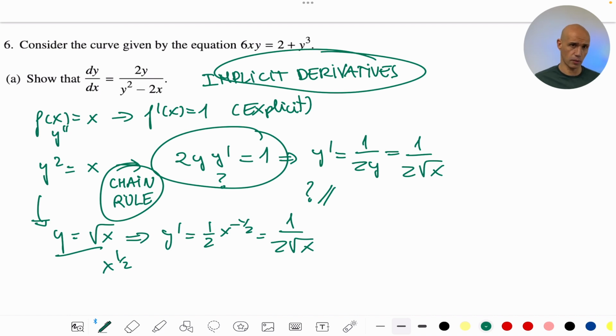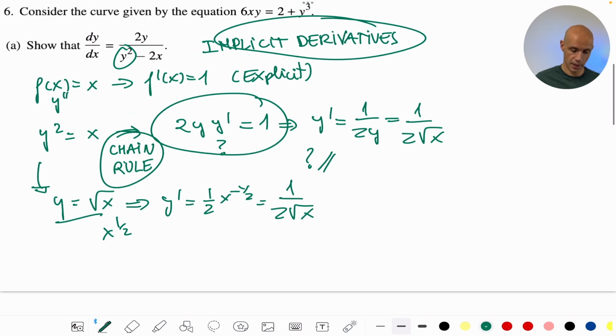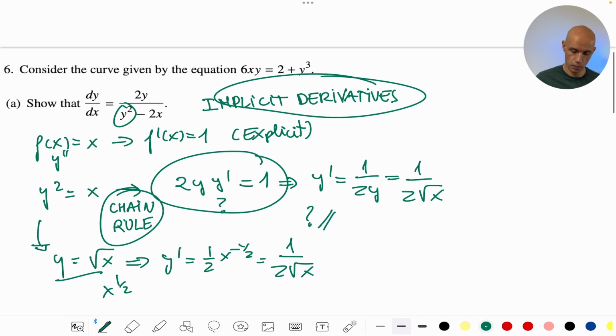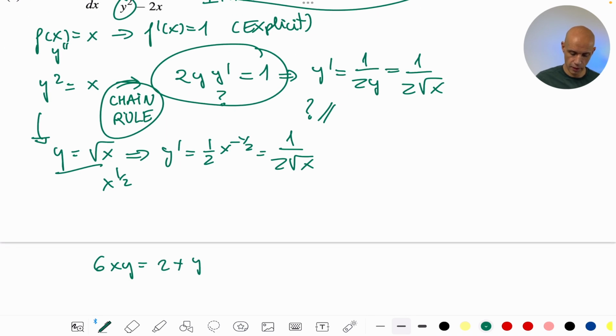Otherwise, you're happy with the results in terms of y and x, which is what you have here. So let's do that. Let's just get a new page. What we have is that, first, let's copy the function: 6xy equals 2 plus y cubed, and then let's do the implicit derivative.